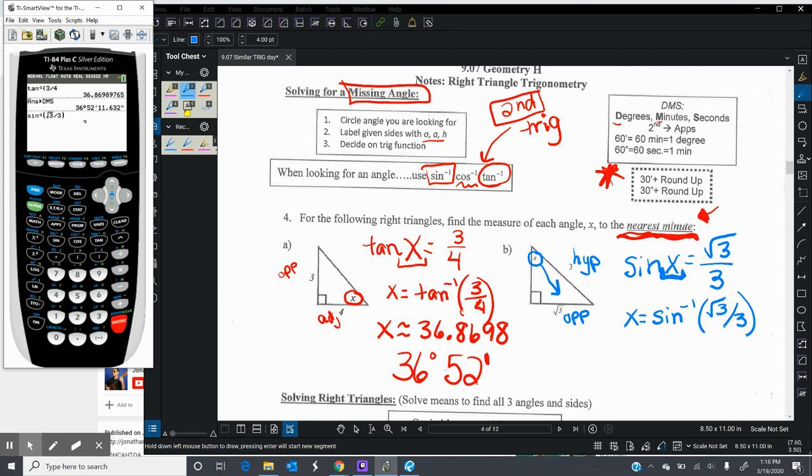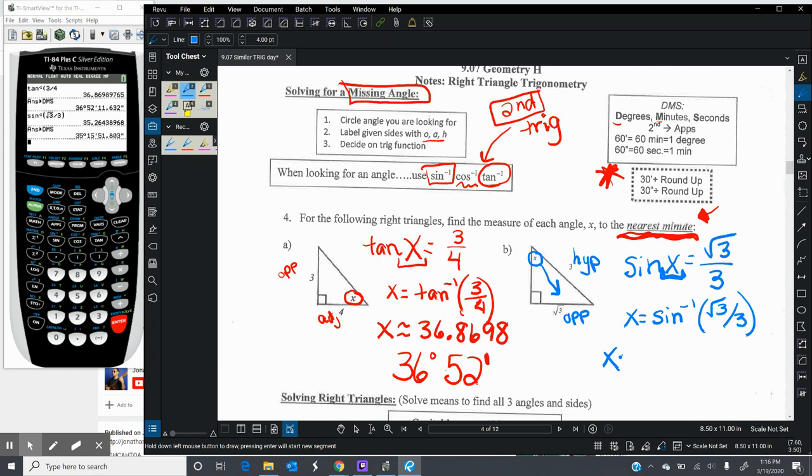There's some parentheses this time. We get 35 degrees and about 0.3 here if we're just talking about decimals and rounding to the tenths place. But again, we're going to round to the nearest minute. So we're going to go to second, apps, choice 4, change our answer to degrees, minutes, seconds. And here our seconds are above 30, so it's 35 degrees and it's going to be 16 minutes.